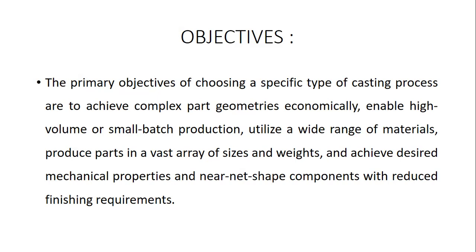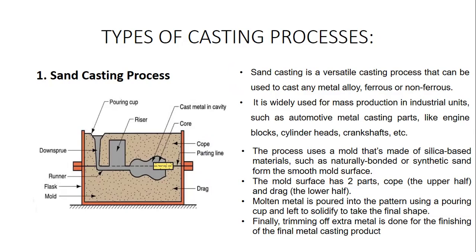By using a wide variety of raw materials, we can produce parts in different sizes and weights with relative mechanical properties and reduced finishing requirements. So this is the basic objective of the different types of casting process in manufacturing systems. Now we will move on to the specific information.